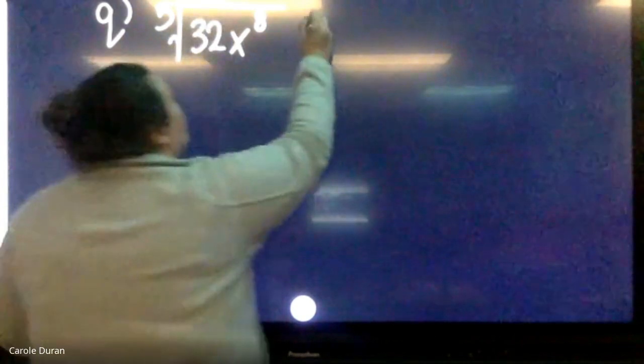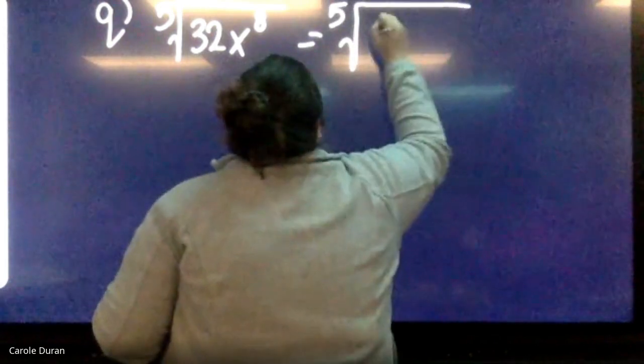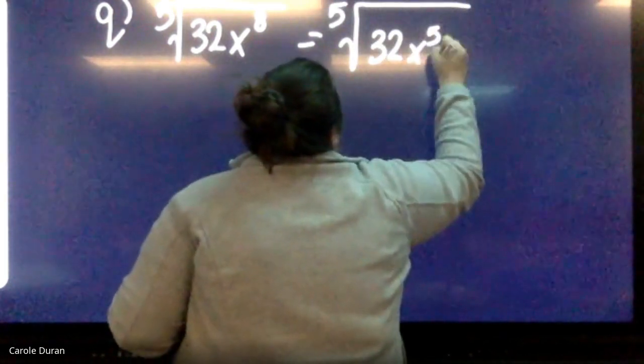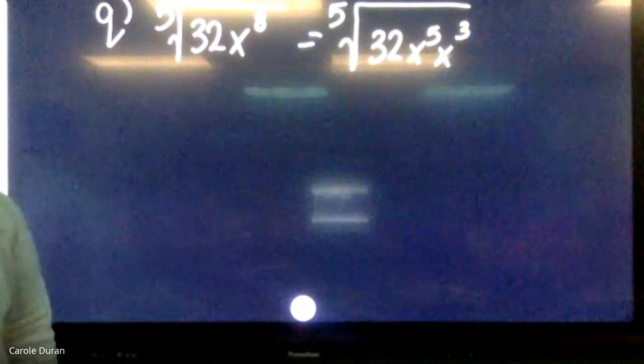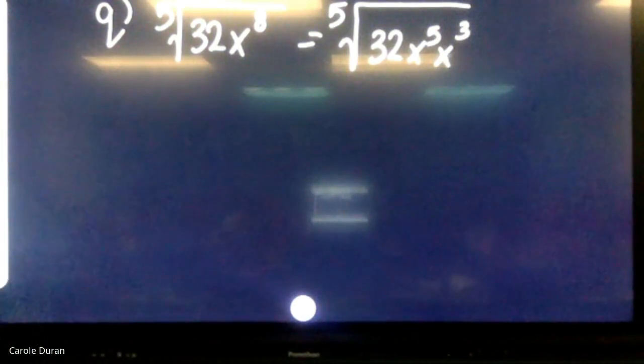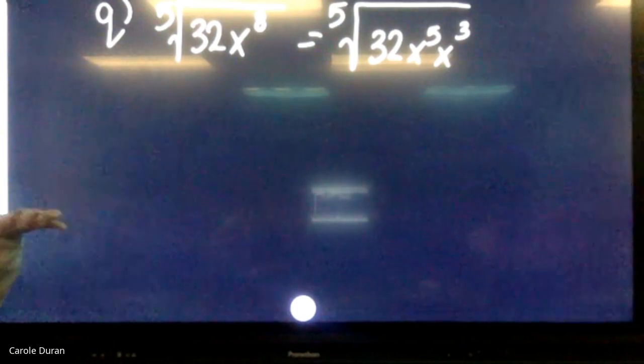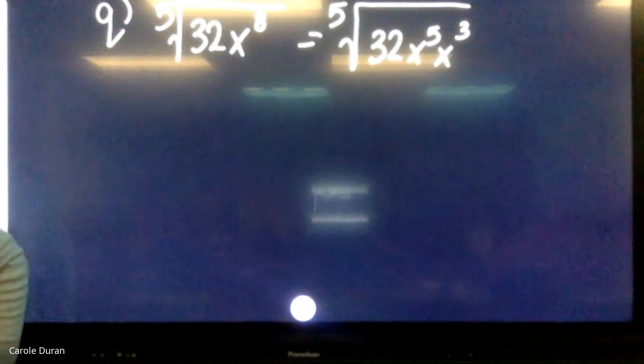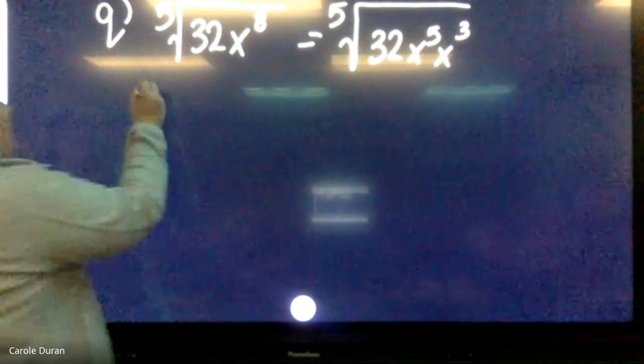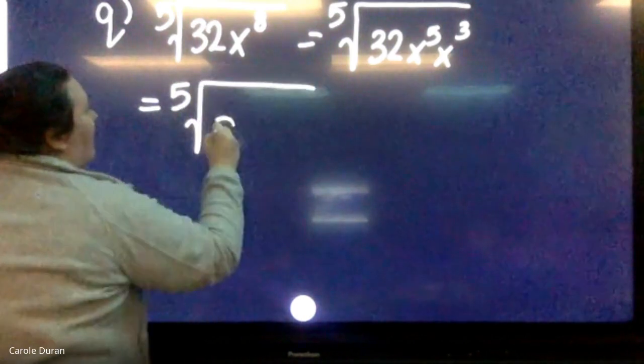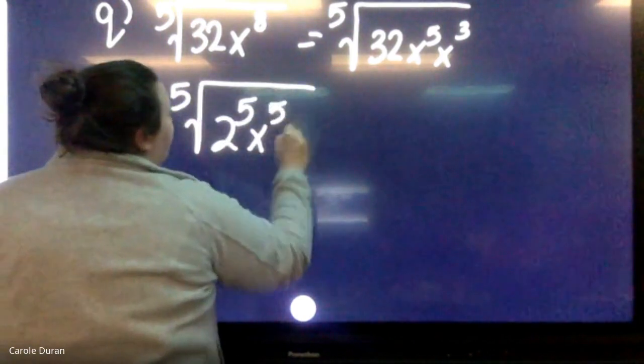3. So this can actually become the 5th root of 32 x to the 5th x cubed. Everybody see what I did there? I took 8, subtracted 5 from it, and what was left I rewrote with that same variable in that exponent. I still have to break down that 32 if possible. Can I break that down into something to the 5th power? Do it on your calculators. Find out, is there a 5th root to 32? Shane already did it. So this becomes the 5th root of 2 to the 5th, x to the 5th, x cubed.